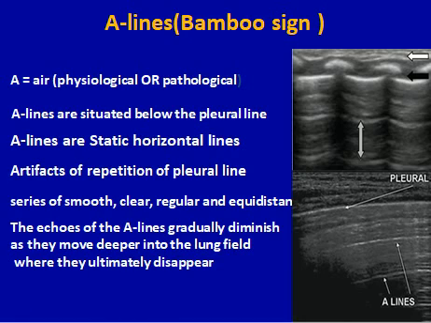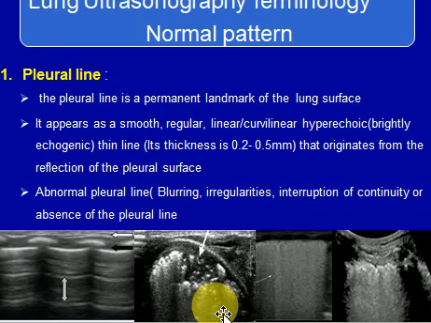What is the pleural line? It is the landmark of the lung surface. It appears smooth, regular, linear or curvilinear, hyperechoic, thin. Its thickness is about 0.2 to 0.5 millimeter. It originates from the reflection of the pleural surface. An abnormal pleural line may be blurring, irregularity, interruption of continuity, or absent, or a thick pleural line.